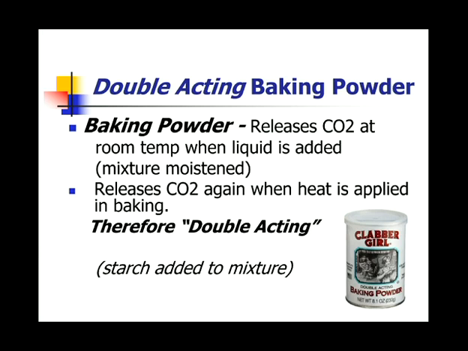Now, the second step is when you put it in the oven, then heat is applied, then more carbon dioxide is going to come out. So it comes out in two different stages. This is why it's called double acting. It's a good way to do this because they wanted to get it going first while it's at room temperature. When you put it in the oven, the second step comes in. That's why it's double acting.